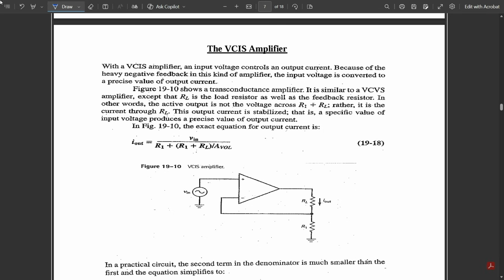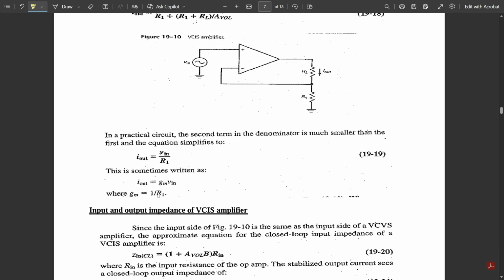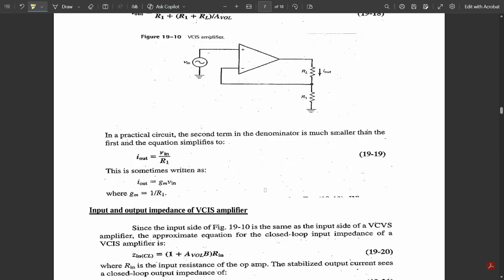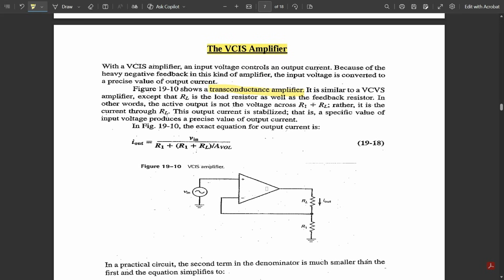In this video we are discussing one more kind of negative feedback amplifier, the VCIS amplifier. This is also called a transconductance amplifier, and based on that we have relationships for how the output current is identified, then one standard value with respect to transconductance, how it is initialized, and then the input and output impedances of the VCIS amplifier. Everything we are going to discuss in this video, starting with the basic definition of the VCIS amplifier. So let us see that now.